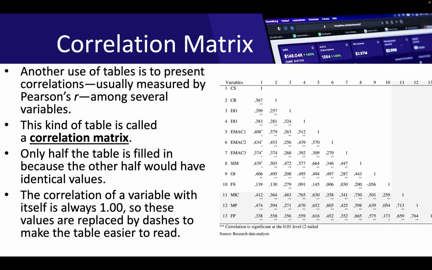Another use of the table is to present correlations, usually measured by Pearson's r among several variables. This kind of table is called a correlation matrix. Only half the table is filled in because the other half would have identical values. The correlation of a variable with itself is always 1.00. So these values are replaced by dashes to make the table easier to read. In this case, they didn't put the dashes in, but we know that those numbers don't mean anything. The numbers that are missing are not important.